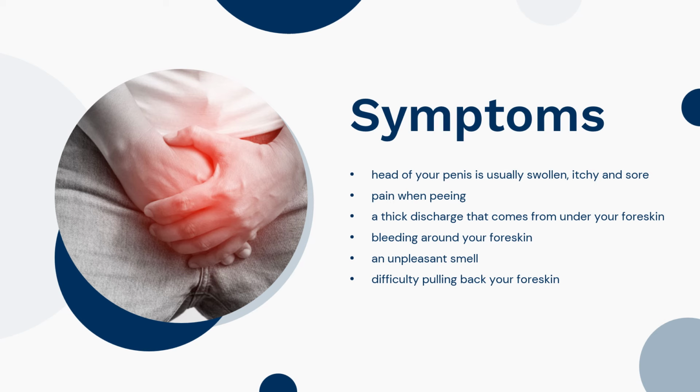Symptoms of balanitis. With balanitis, the head of your penis is usually swollen, itchy and sore. It usually looks red, but this may be less obvious on brown or black skin. Other symptoms can include pain when peeing, a thick discharge that comes from under your foreskin, bleeding around your foreskin, an unpleasant smell, and difficulty pulling back your foreskin, though in young children it's normal to have a tight foreskin.